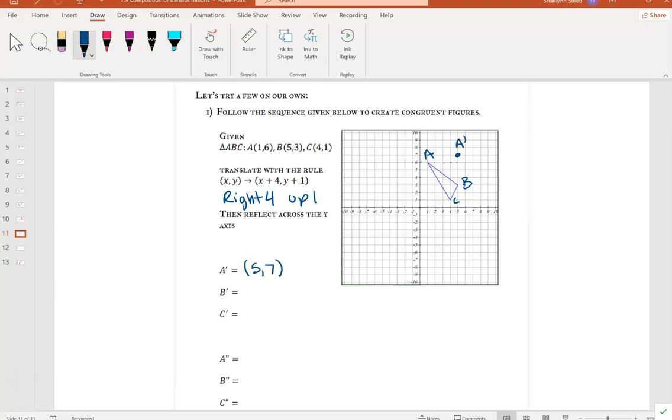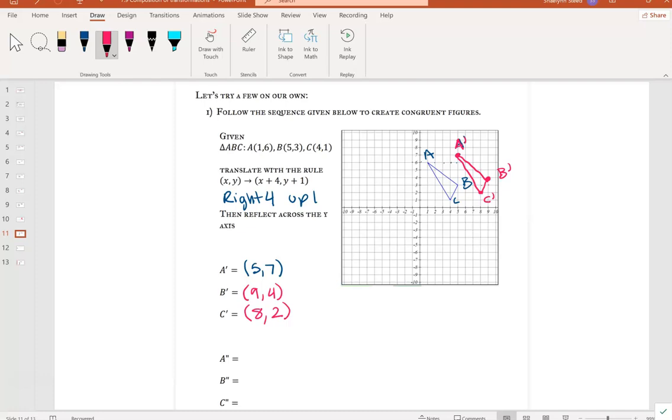So here's A prime. We should probably change our color. A prime. All right, same thing for B. We're going to go 1, 2, 3, 4, up 1. Here's our B prime. And C, we're going to go 1, 2, 3, 4, up 1. Here's our C prime. So there is our beautiful first translation, or first transformation triangle. So our B prime is at 9, 4. And our C prime is at 8, 2.